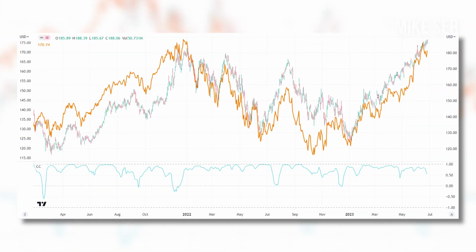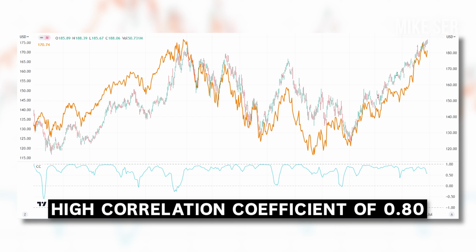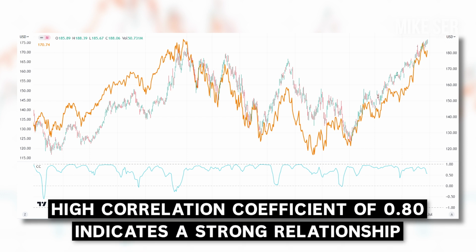The second is to analyze historical correlations between the pairs. Examine the past price movements of the securities in the pair and calculate and analyze the correlation coefficient to determine the strength and the stability of their relationship over time. Now, a high correlation coefficient of, let's say, 0.80 indicates a strong relationship.